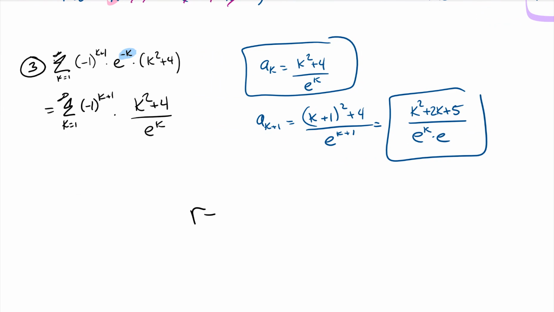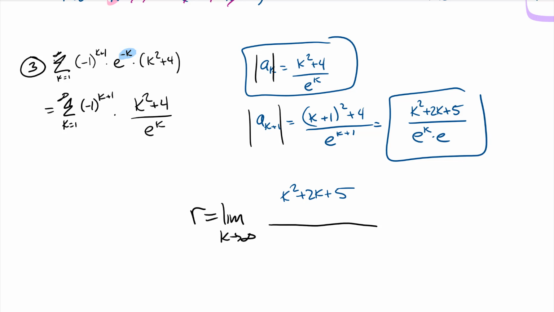We're going to say, all right, now r is equal to the limit as k goes to infinity. Oh, and these are absolute values. My bad. I like to do the absolute value at the beginning. So we're going to put our a sub k plus 1 up top: k squared plus 2k plus 5 all over e to the k times e, over k squared plus 4 over e to the k.